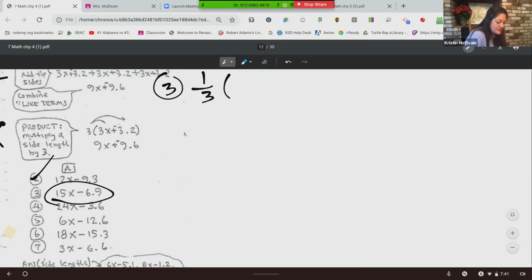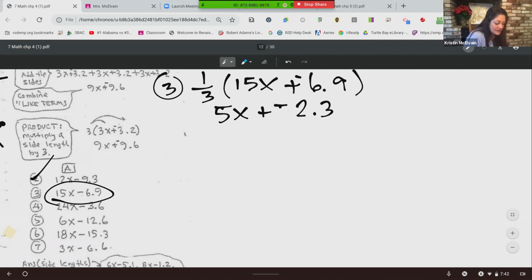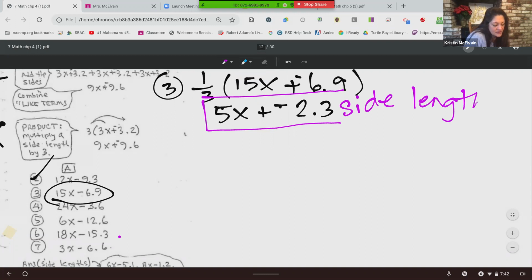So we're going to do 1/3 times 15x minus 6.9. And of course, we're going to add the opposite right there. Divide everything by 3 gives us 5x plus negative 2.3. All right, so this is our side length. That's what we're working with.